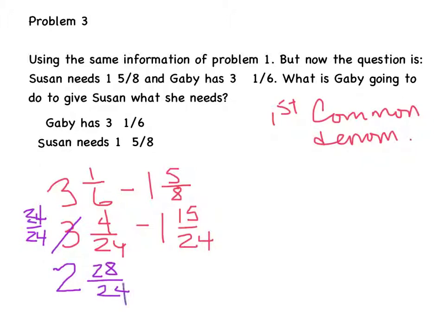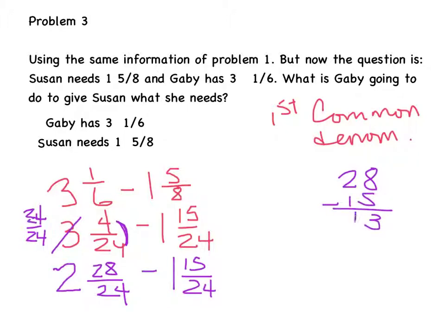I will have 28/24. In the future, for a shortcut, if we know that we're adding 24 with a new numerator, well, we say 24 plus 4, 28. Let's add in this form as a shortcut. So we say minus 1 15 over 24. Now we are able to subtract. We say 28 minus 15 is 13. So my answer is 1 13 over 24. And this is my answer.